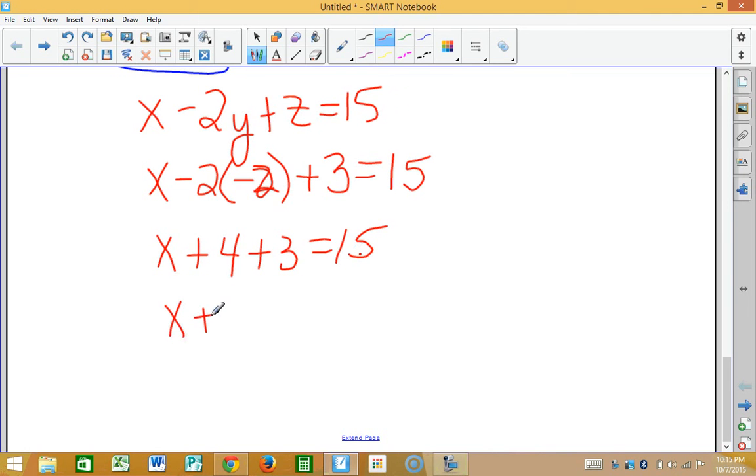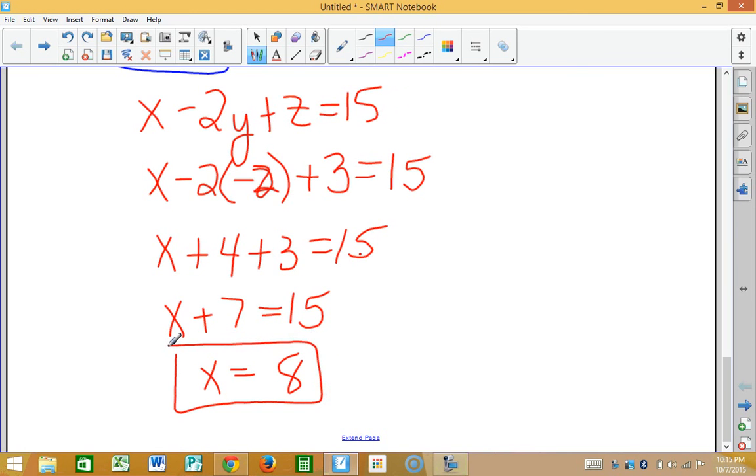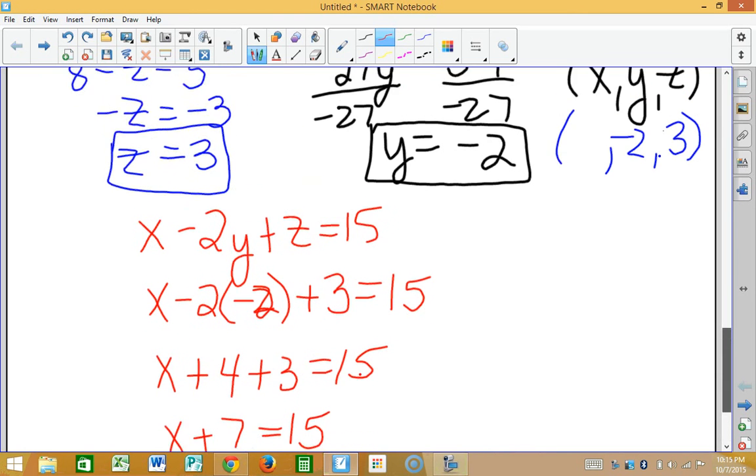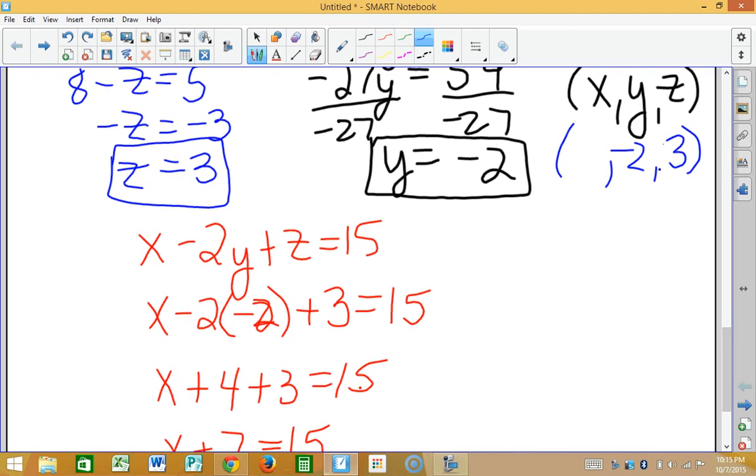So x plus 7 equals 15. x equals 15 plus 7, which is 20. Sorry, I said 15 plus 7. 15 minus 7, which is 8. So there's our third part to our answer. x is 8. So our solution, the single point out in the middle of space, is 8, negative 2, and 3. So what does that mean?